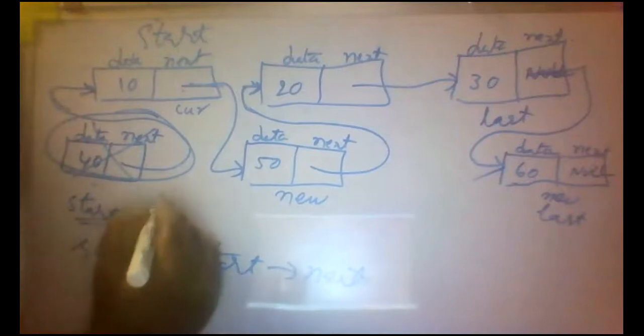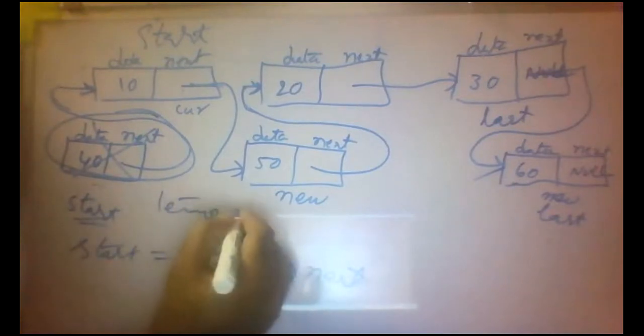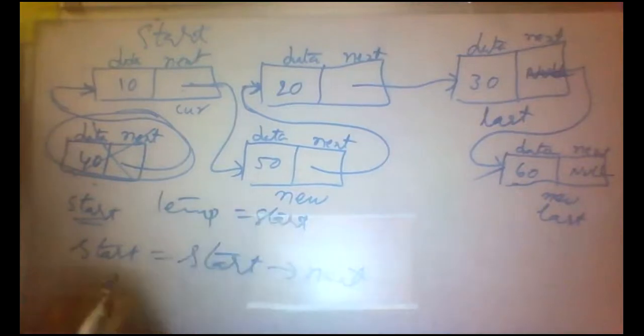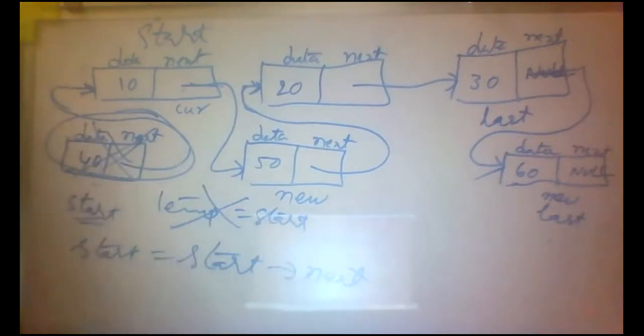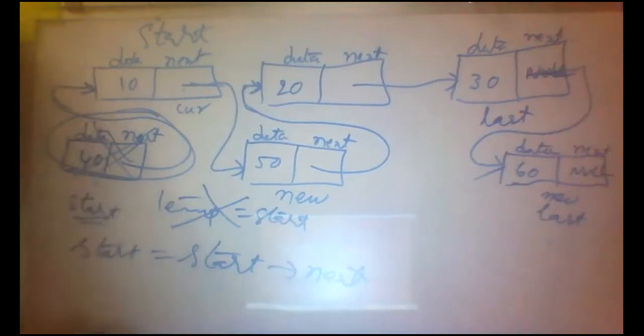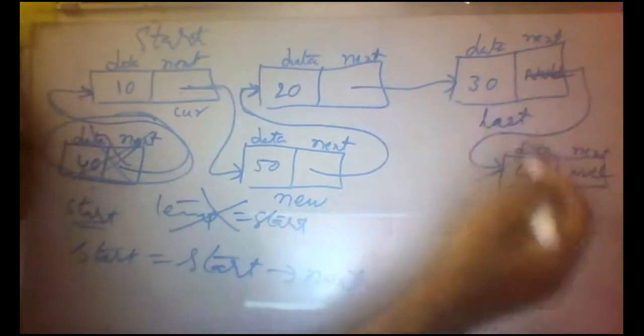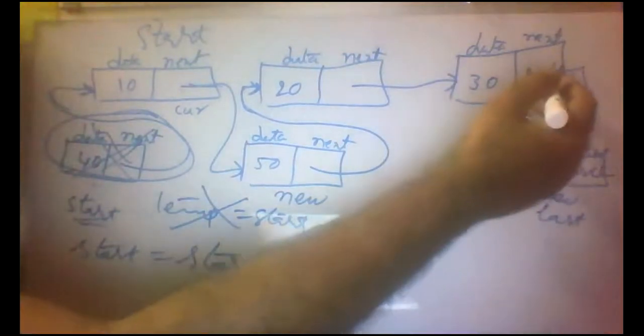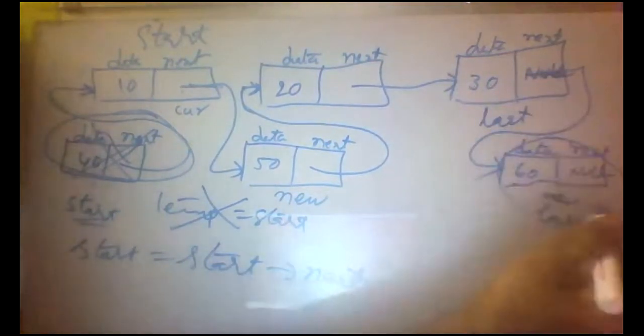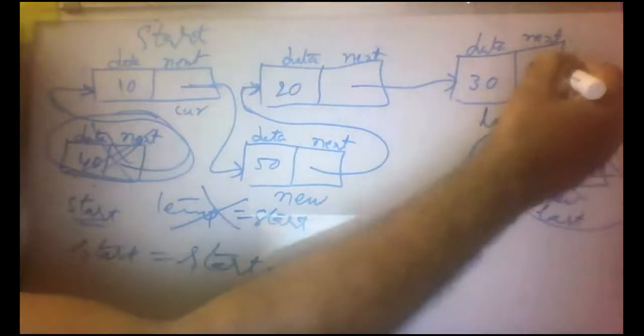Or simply here temp equal to start. Then start equal to start to next, then remove temp. This is removed. So where is the starting position? This is the starting position. So here we remove an element from the linked list at the beginning of the linked list. Clear? So then the end of the linked list, then there is no problem. This is last. Last to previous to next equal to null. Then this is also temp removed from this list. Then this is equal to null.